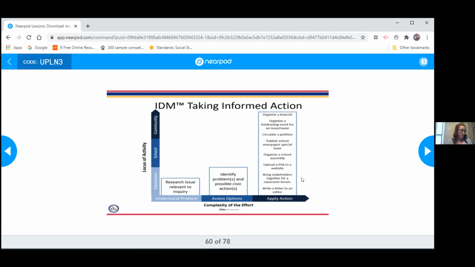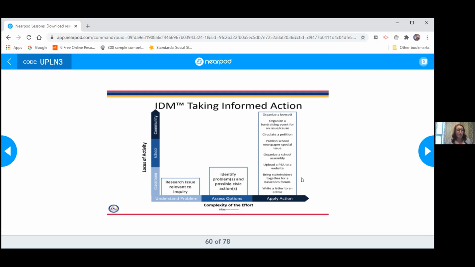Basically it's their connection to modern day. And so they first have to understand what happened, which could be done throughout the inquiry, or it could be done at another time period. They have to identify a problem, and then they have to do something about it. And that doing something could be lots of different things.